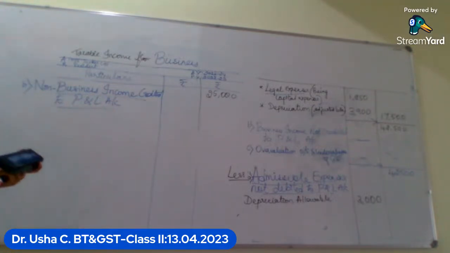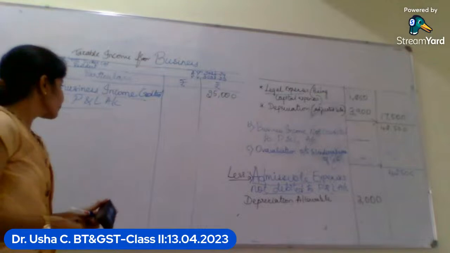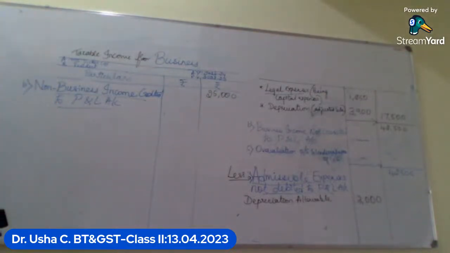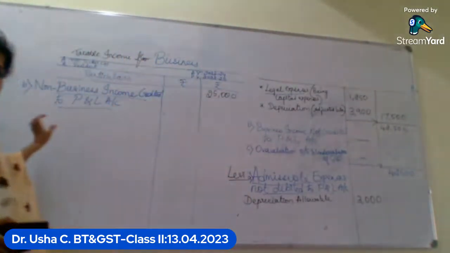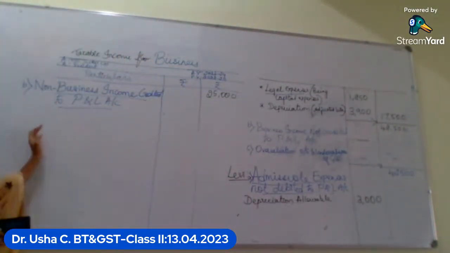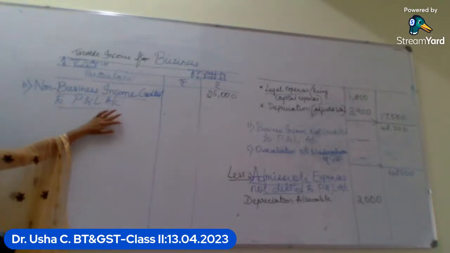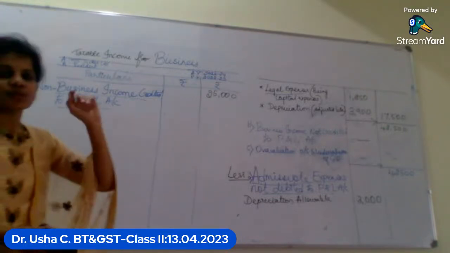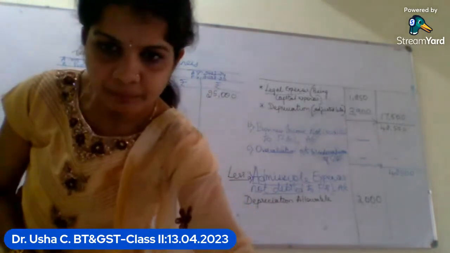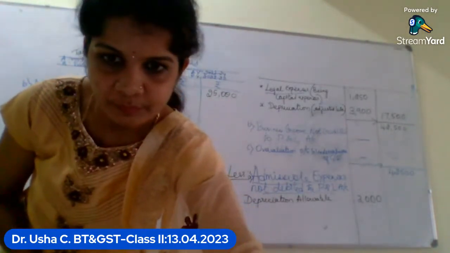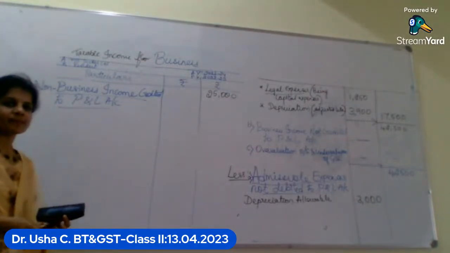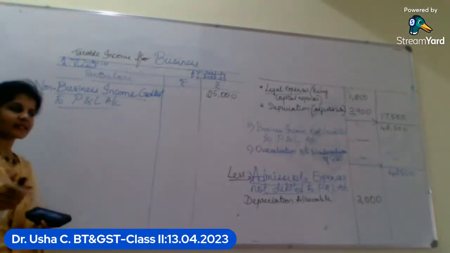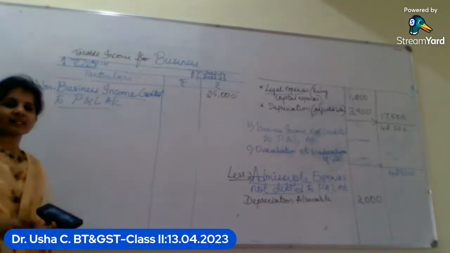Look into the credit side of the profit and loss account for this. Any non-business income which is credited to the profit and loss account, so that we have to deduct it. So look into the credit side of the problem. First one is gross profit.